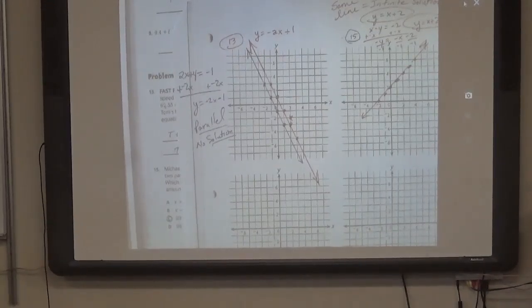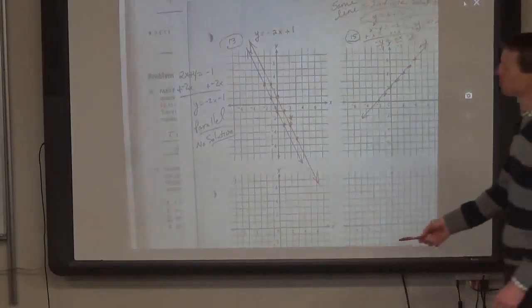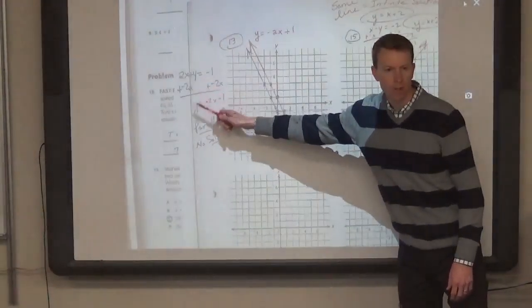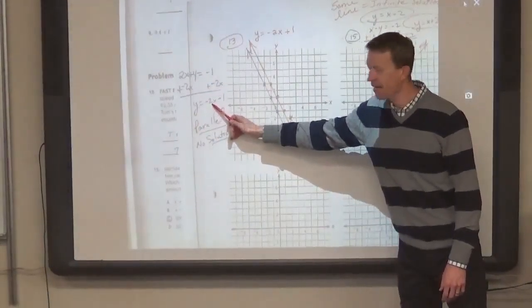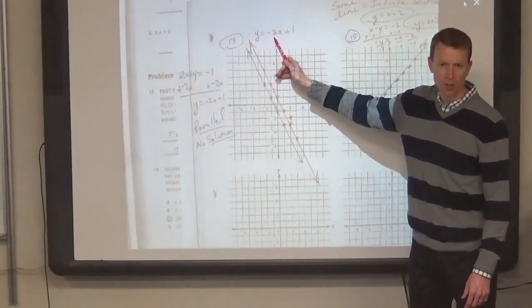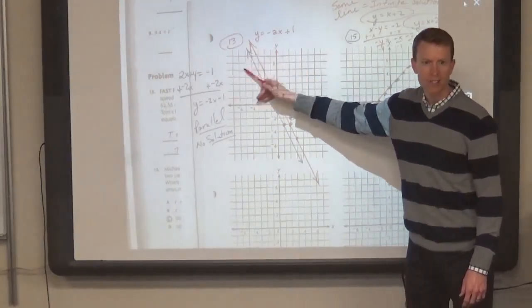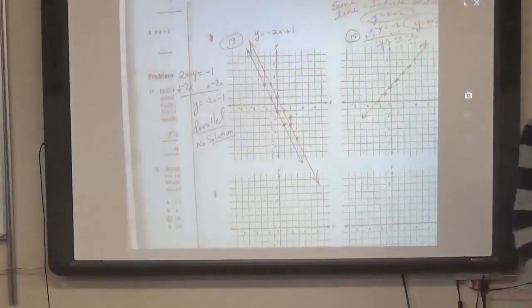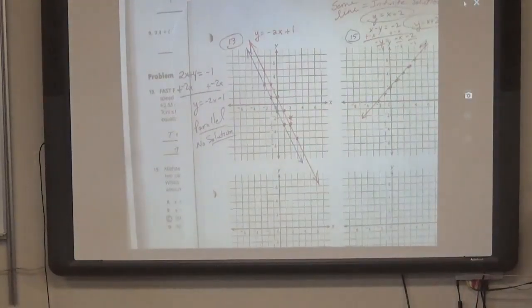Okay, so what is the slope? When you solve the second one for y, -2x, it's -2 over 1. And the other one is -2 over 1. So they have the same slope but different y-intercepts. And they're going to be parallel, right? No solution.